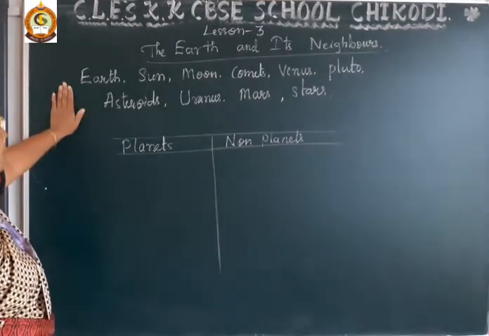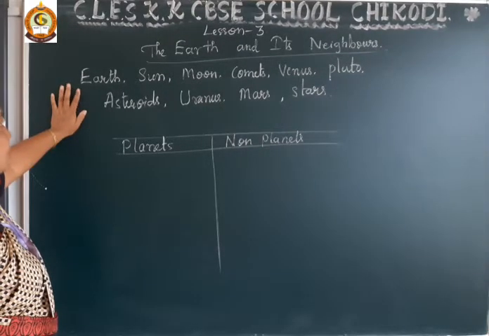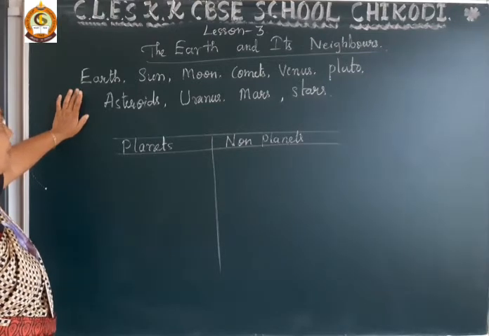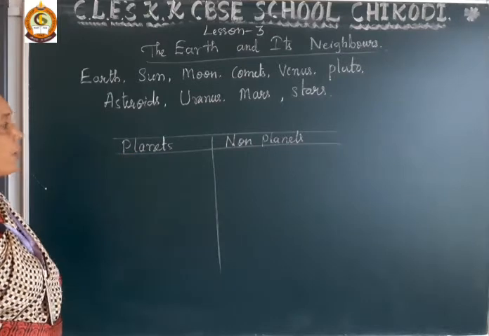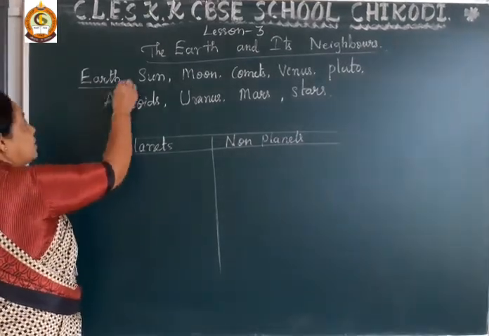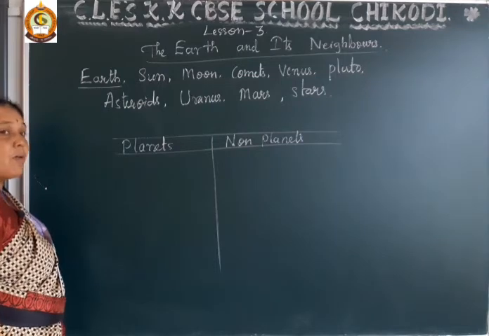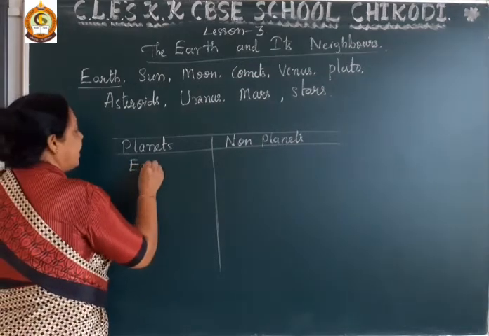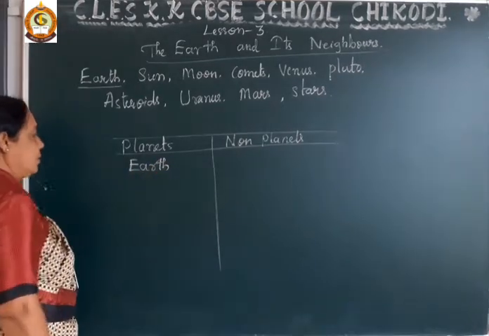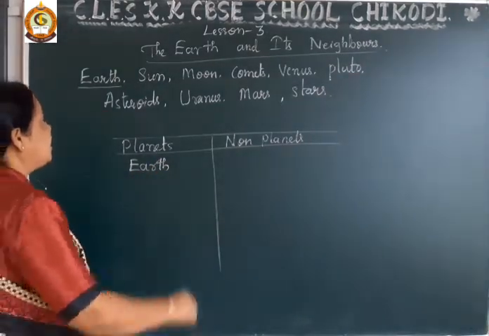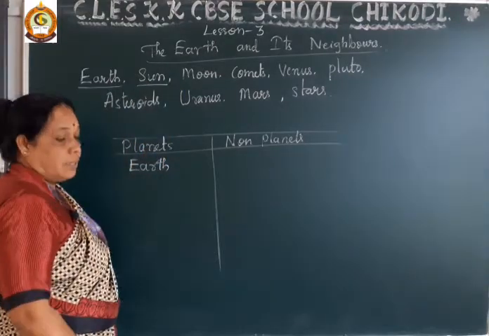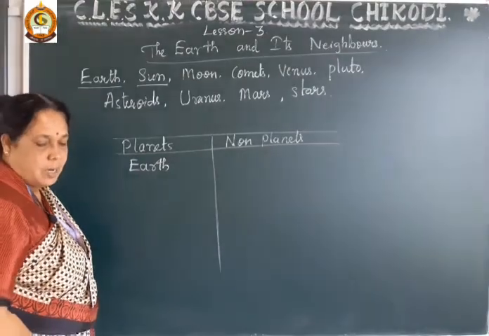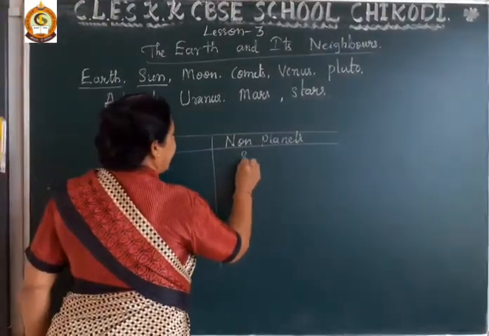Now we will see which word is a planet and which is a non-planet. I will read and you have to put it in the proper column. First one, Earth. Is it a planet or non-planet? Yes, Earth is a planet. After this, Sun. Is Sun a planet or non-planet? Sun is a non-planet.